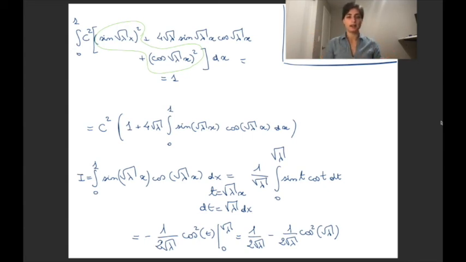So we want to compute this integral. I'll call it I, the integral between 0 and 1 of sine square root of lambda x times cosine square root of lambda x. I do a change of variables from square root of lambda x to t. So dt is square root of lambda dx. So we can simplify our equation to be 1 over square root of lambda times the integral from 0 to square root of lambda of sine t cosine t dt. This is the integral of cos squared, so we can compute cos squared.